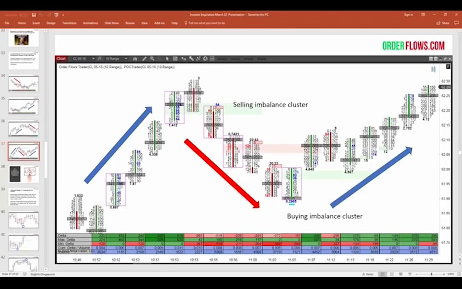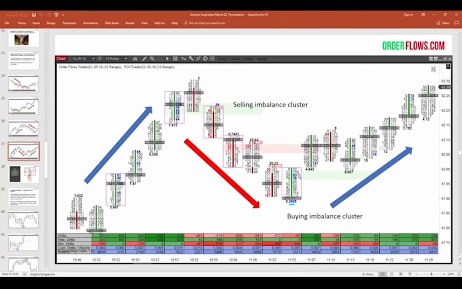Another sign that this one failed is obviously the next bar came in and just sold off right into that imbalance and got on the other side. That's also a negative sign. And then of course you hit your swing high. You had some selling imbalances coming in here, a selling imbalance cluster, another selling imbalance cluster with a stacked imbalance in here, and the market sells off.